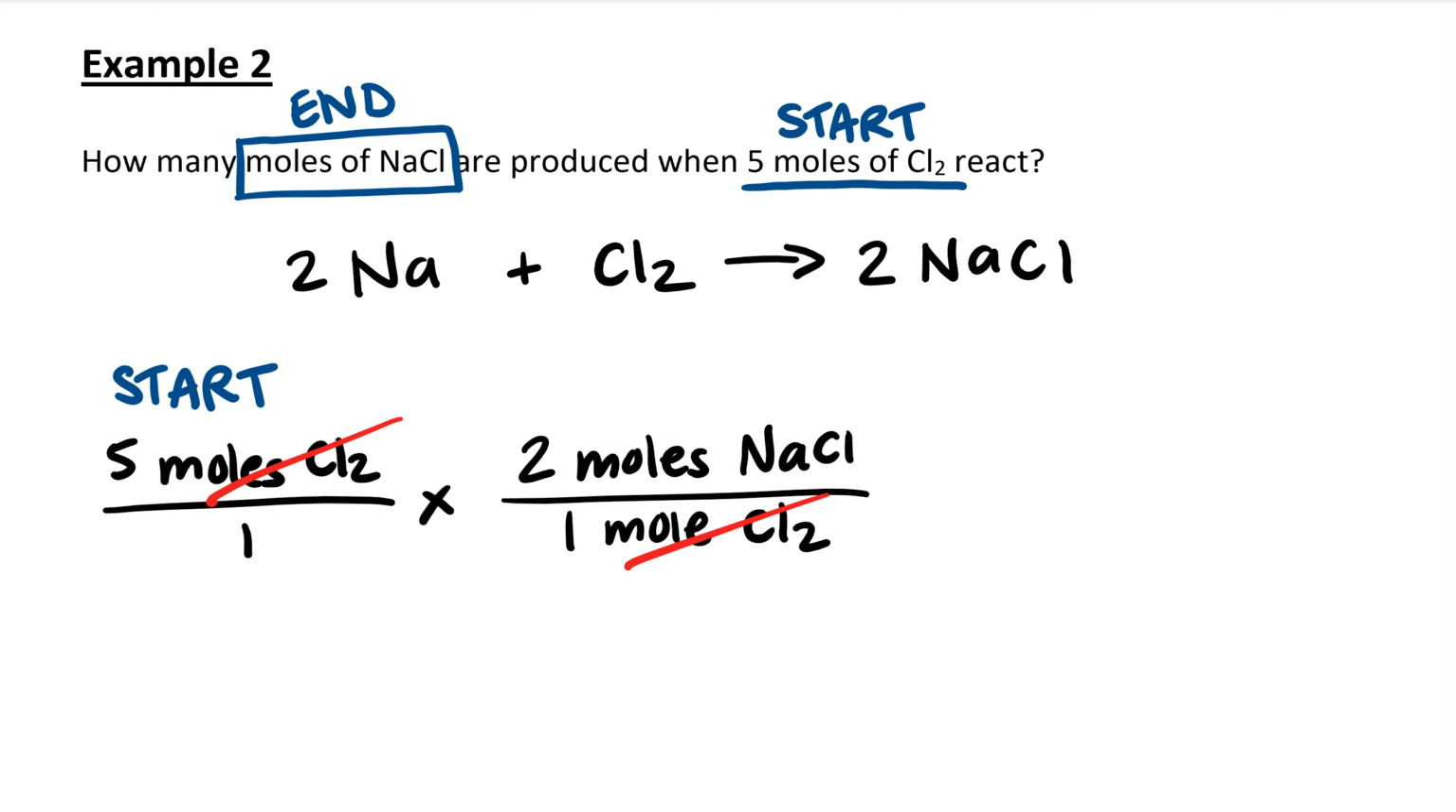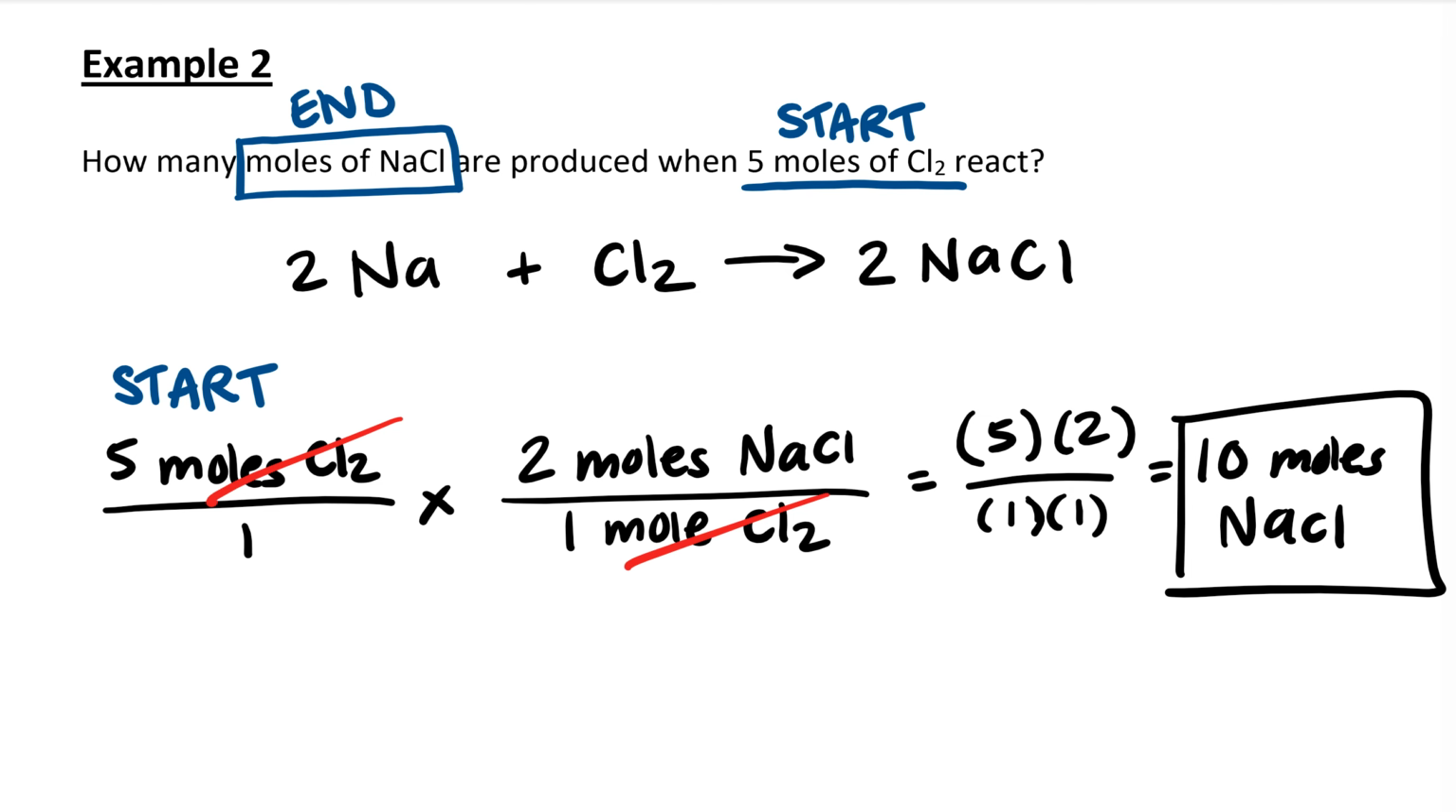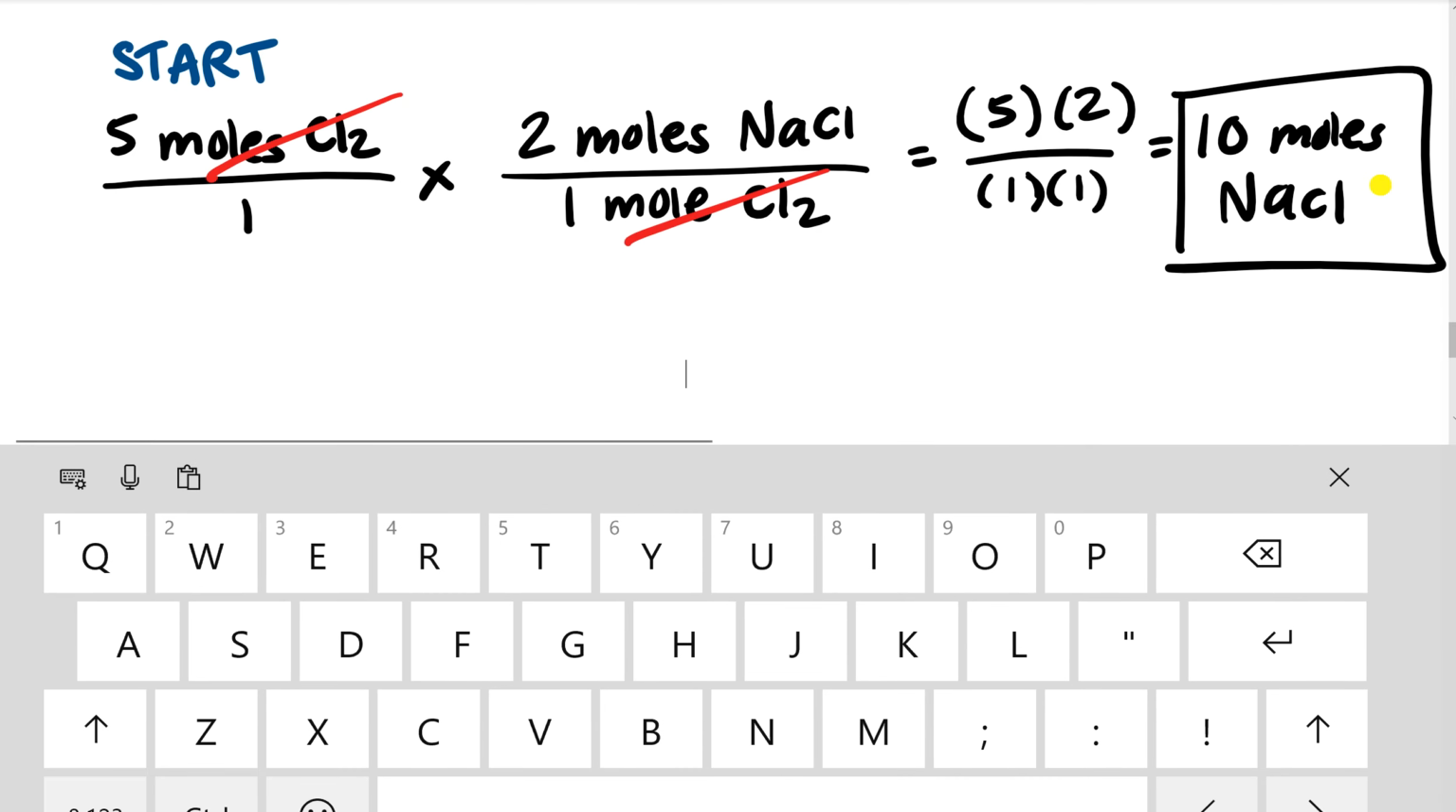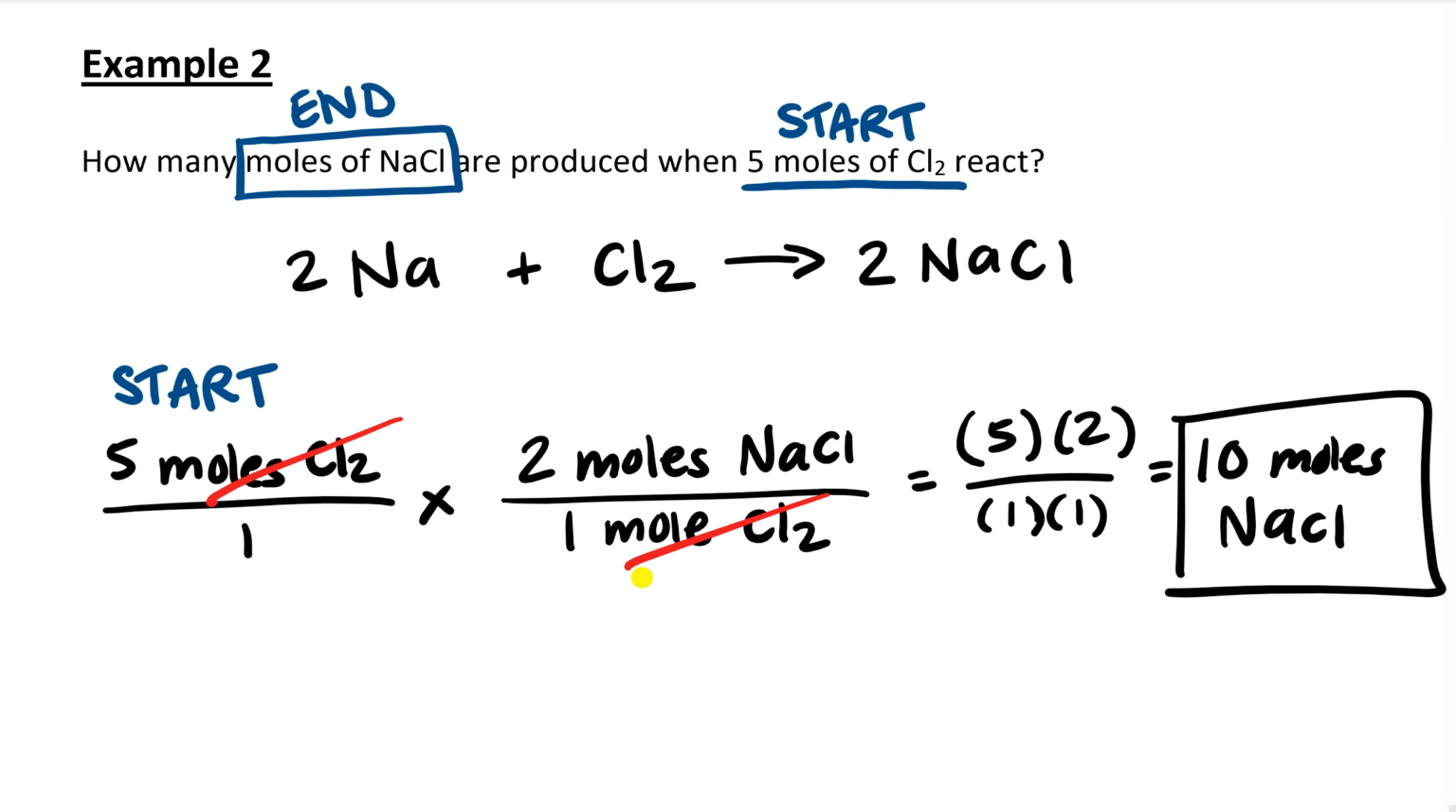I pick up my calculator. Oh, actually, no, don't pick up your calculator. You can do this in your head. 5 times 2 is the math that you were doing. Remember, you multiply all the tops together, and then on the bottom, it's just going to be 1 times 1, which is just 1. So here the answer is 10. And we copy down our unit. That is going to be moles of sodium chloride, and that is our answer. We're going to end up producing 10 moles of sodium chloride from 5 moles of chlorine.